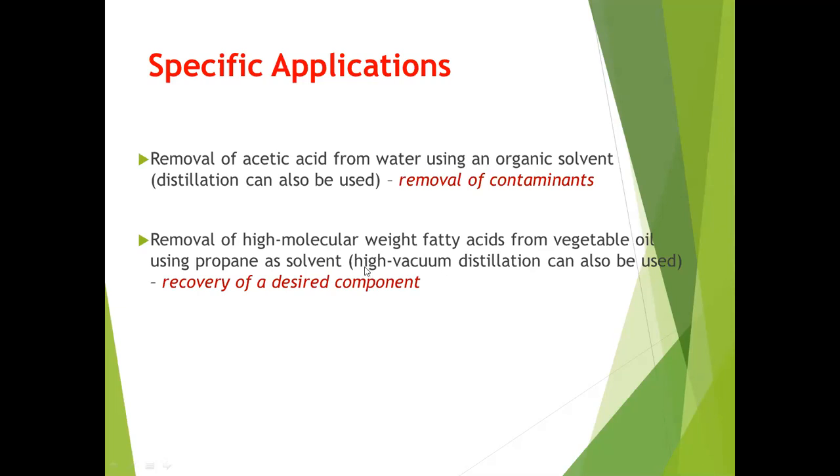If it's high vacuum distillation, this will also be an added expense, because high vacuum distillation is another intensive process. It uses a lot of energy. So they'd rather use propane as the solvent to extract these fatty acids from vegetable oil rather than using distillation. Now, in the first one, you are removing a contaminant, and in here you are recovering the desired component, which is the fatty acid.